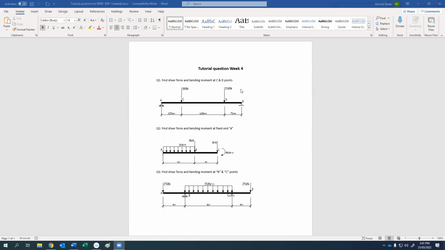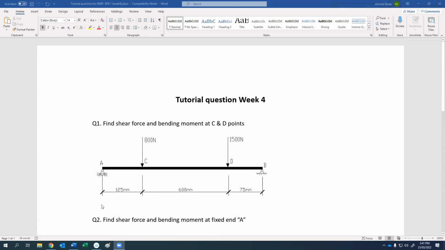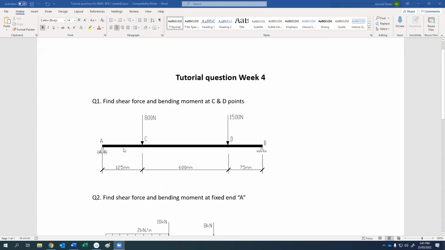Okay, so today we will do this type of questions. We have beams, like this one, a beam AB, and we have two applied loads at points C and D. The requirement is to find the shear force and bending moment at points C and D. I will do point C and will give you some time to do point D.